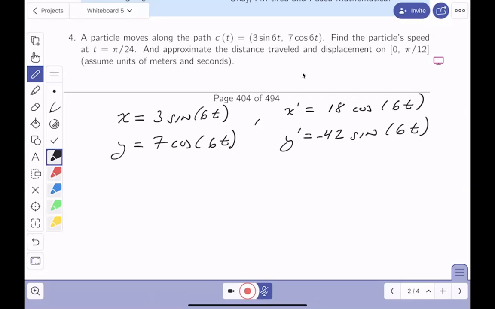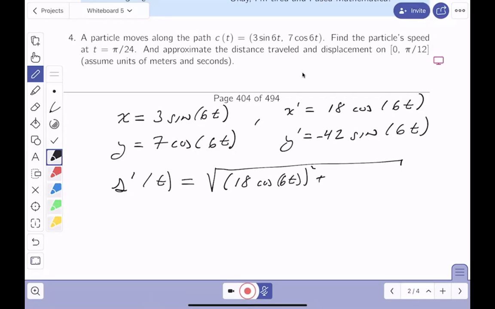All right, so I guess I'll just do speed, right? So S prime, that's pretty simple to put down. We've done that before because they do want the particle speed. What's that going to be? Well, we gave you the formula and we derived it. It's going to be x prime squared, 18 cosine 6t squared, plus minus 42 sine 6t squared.